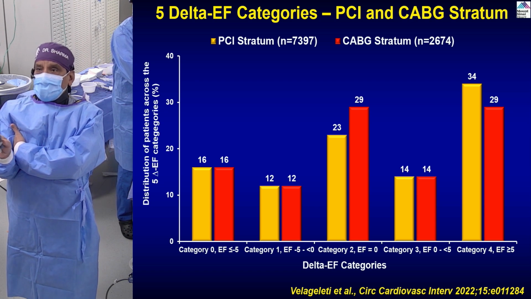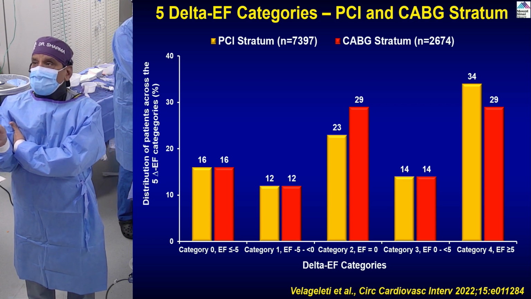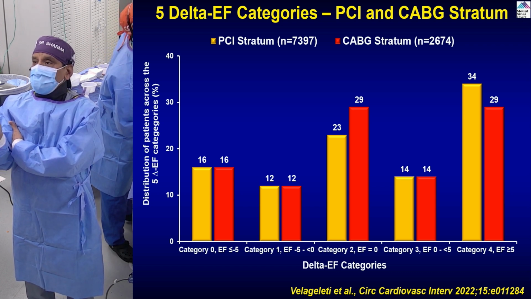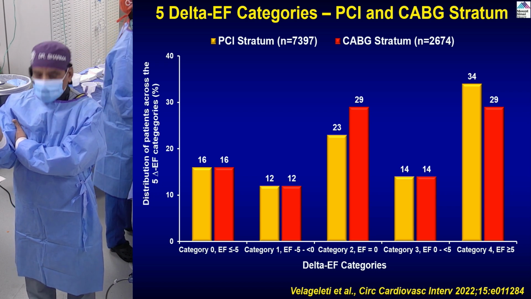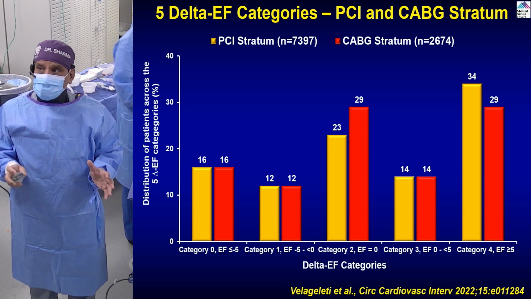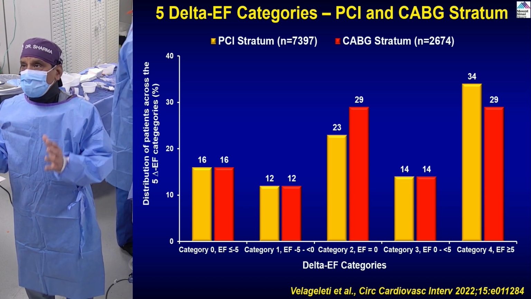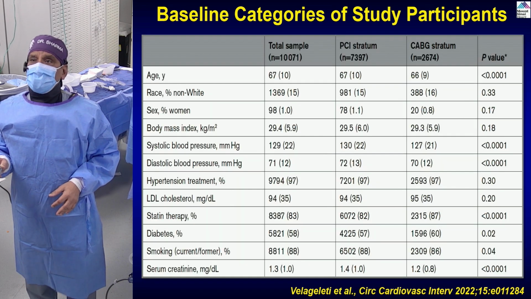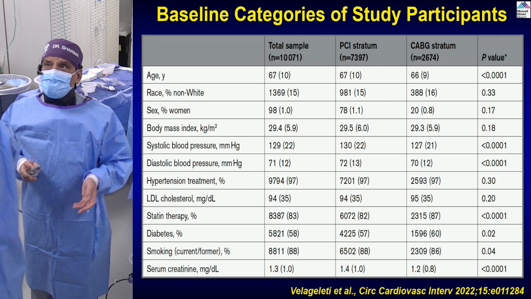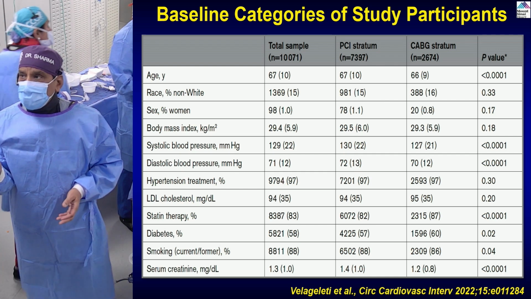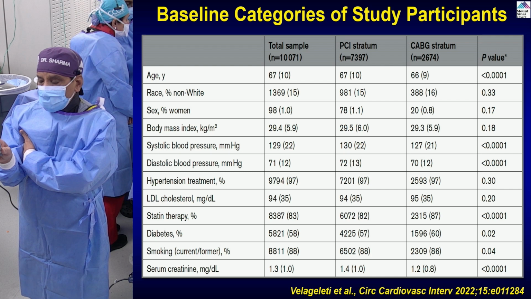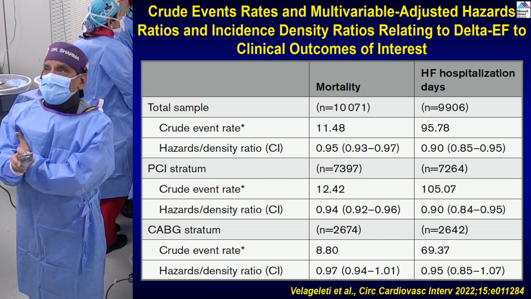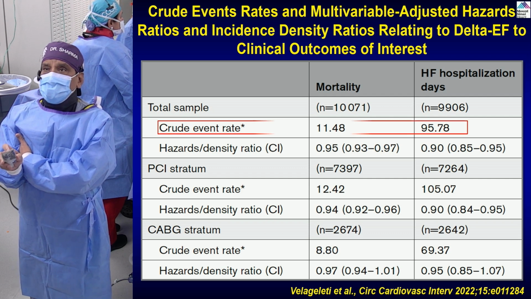Whether PCI or CABG, you can see almost 50% of patients will have an EF improvement from anywhere between 0 to 5 or more than 5%. So that's a good thing. Patients have an EF improvement as shown by the CABG and PCI. The others are equal, as you can see here. Then these are the overall categories. These patients were not much different. There were minor differences in the patients because this was not randomized. This was all the PCI and CABG stratum, and this actually puts it together.